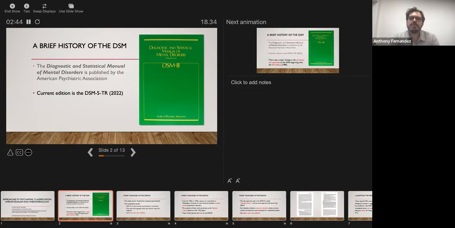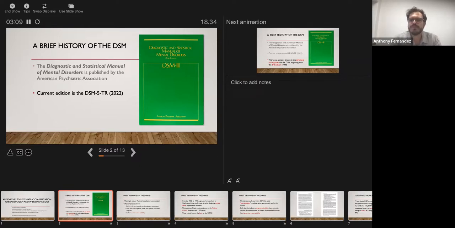Now, the current edition that we use is actually the DSM-5 TR. And I think on average, a new edition of the DSM comes out around every 15 years or so, although they don't have a regular schedule of when they release a new one. But in between the release of a full new edition, they often release some kind of revision. If it's called TR, that just means text revised.